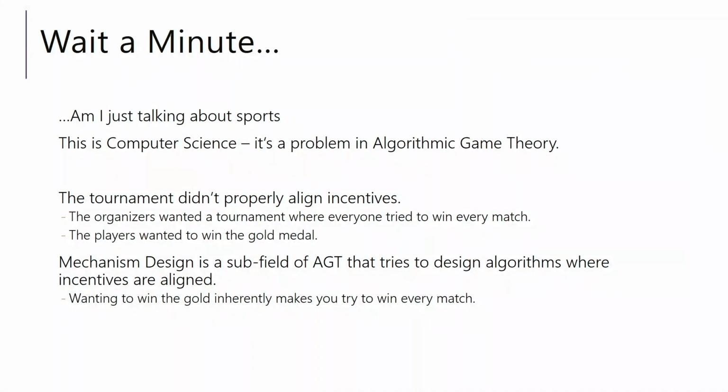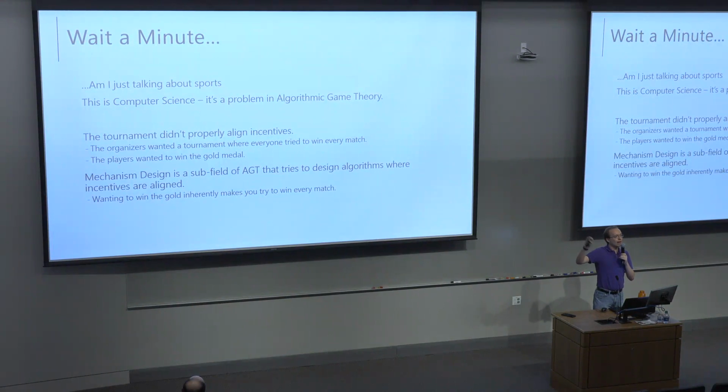So mechanism design is a subfield in algorithmic game theory, where you design algorithms assuming that the inputs are coming from people who have incentives, right? And what we want to do is design a tournament here, an algorithm, a tournament where the incentives of the competitors and the incentives of the designers are aligned. Essentially, where wanting to win the gold medal inherently makes you, from the tournament design, want to win all of your matches. All right, so that's what we're going to try to do in the last couple minutes of this talk. All right, so we want a tournament that aligns incentives.